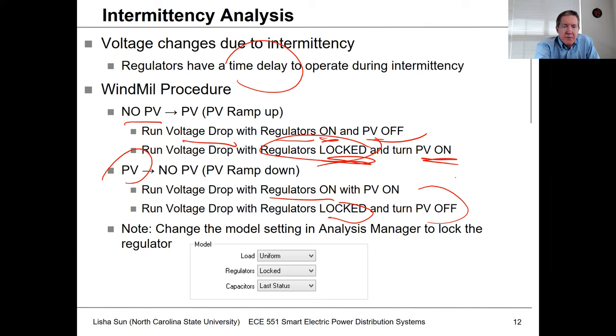So again, you have to look for some mechanism in here for locking the regulator. Now, when we do this in OpenDSS, we don't have to worry about this, because if we're running in quasi-static study mode in OpenDSS, we actually are modeling the delay that we would have with the operation of the regulators. And so we don't need to do this sort of thing. This is just something you have to do if you're doing snapshot analysis.